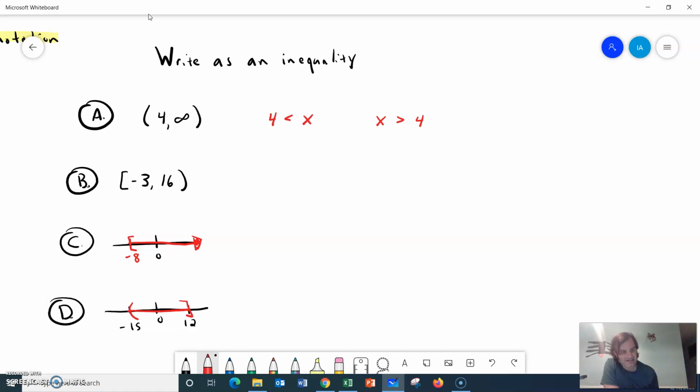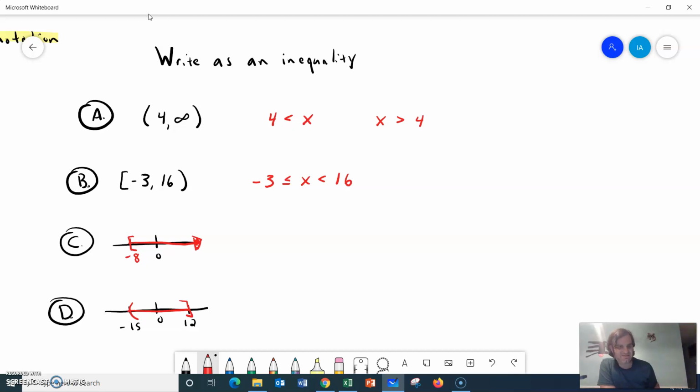The second one looks like a compound. It says bracket -3 to 16 parentheses. So we have a bracket with -3. So -3 is the small part. So it's -3 less than or equal to x. And then it goes to 16 with the parentheses. So we can just use a less than 16. So -3 less than or equal to x with x less than 16.